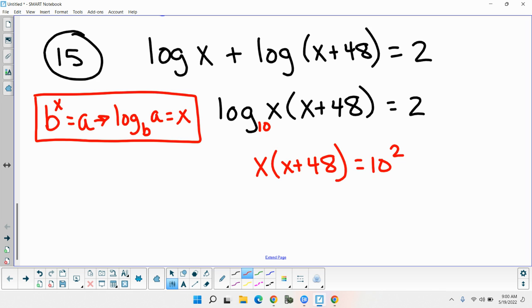Okay? So to solve this problem, what do I have to do with that x on the left first? What do we call this? Distribute, right?